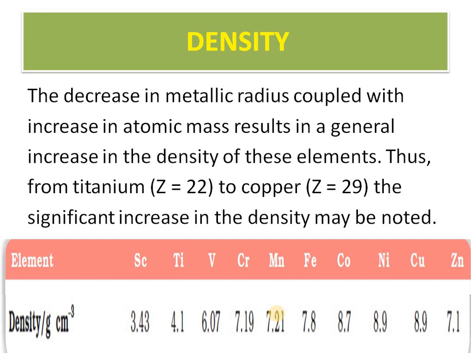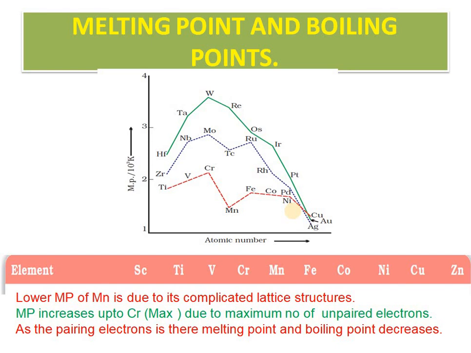Okay, so now the next is the melting point, boiling point trend. Now see from here that titanium, vanadium, chromium, this is an irregular trend of the melting point, it is not a regular trend, and the trend basically depends on the metallic bonding. So the tendency to form metallic bonding decides the strength of the metallic bond, and therefore the melting point.